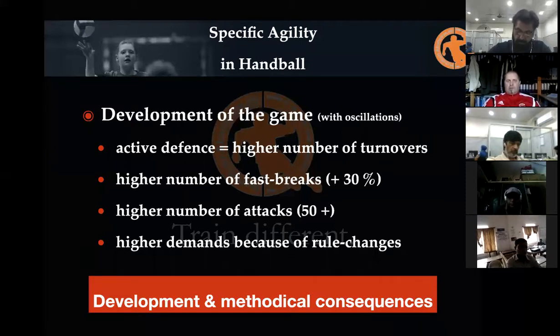Just to give an example, the big change of the rules which influenced the speed of our game was the introduction of the fast throw-off. This came to handball in 2001. And there was a revision of this in 2004. So finally, the actual rule is from 2004.